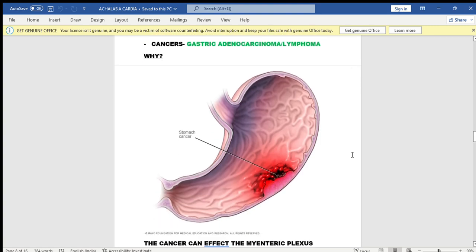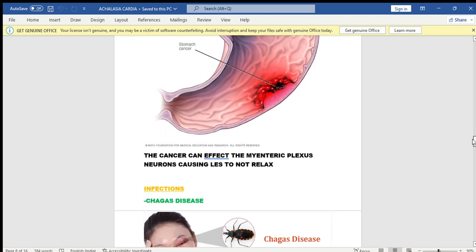We can have secondary causes like gastric adenocarcinoma and lymphoma. Well, why? Imagine this is the stomach cancer. Now what is happening? It is situated in the area where you have the myenteric plexus. This cancer can cause damage to the myenteric plexus due to its situation, causing failure of the lower esophageal sphincter to relax, leading to achalasia cardia. That is why gastric adenocarcinoma or lymphomas cause achalasia cardia, due to the location where the cancer cells can destroy the myenteric plexus, leading to destruction of the ganglion cells.